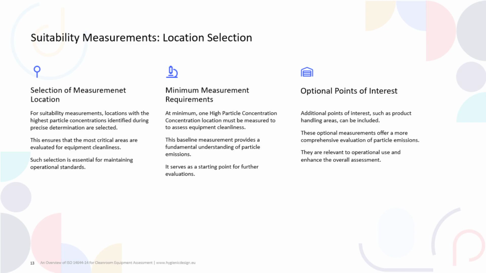When selecting locations for suitability measurements, it is important to focus on locations with the highest particle concentrations identified during precise determination. This approach ensures that the most critical areas are evaluated for equipment cleanliness, which is essential for maintaining operational standards. At a minimum, one high particle concentration location must be measured to assess equipment cleanliness. This baseline measurement provides a fundamental understanding of particle emissions and serves as a starting point for further evaluations.